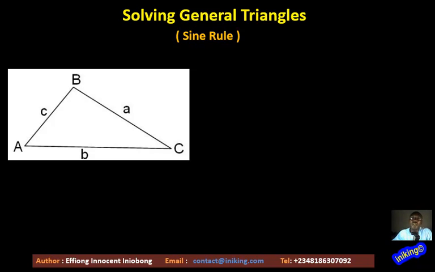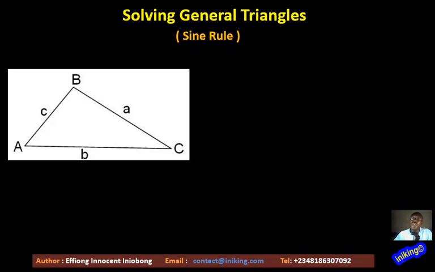Welcome to solving general triangles. Before now, we have gone through solving right angle triangles. A right angle triangle, we did say then, is a triangle that has one of its angles to be 90 degrees. And we did state there that there are limited tools that can be used to solve right angle triangles. And those tools were the Pythagoras theorem and the trigonometrical ratios, just those two.